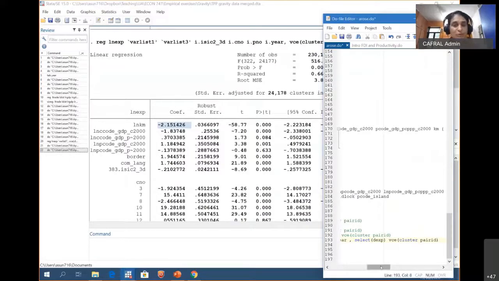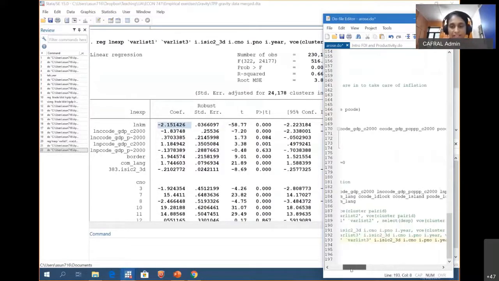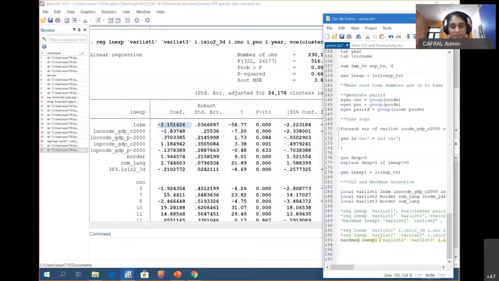Now note that here I don't have an excluded variable, because the independent variables in the first stage are the same in my case. They're just your gravity variables and the border and common language. It's not the best thing to do. I'm getting away with it because it's functional form identification, because it's a nonlinear model. It will still be identified, but I don't recommend that you do that. So I recommend that when you're running the Heckman model, please include any excluded variable like common religion or something. That way it will give you better estimates.